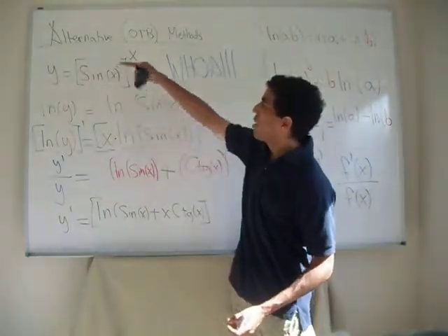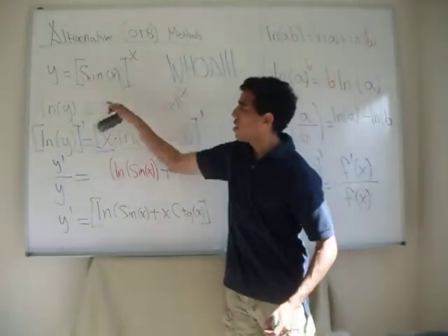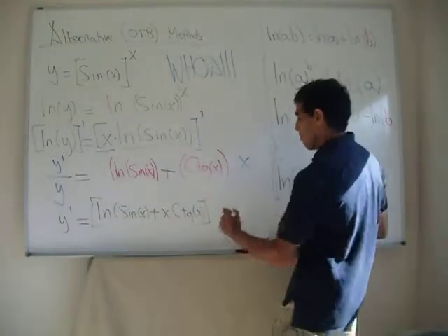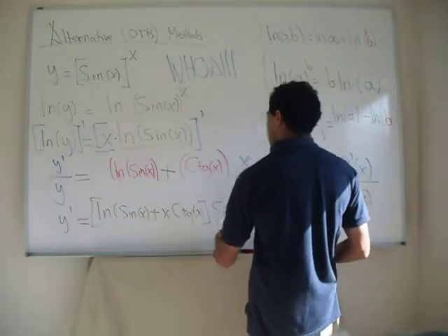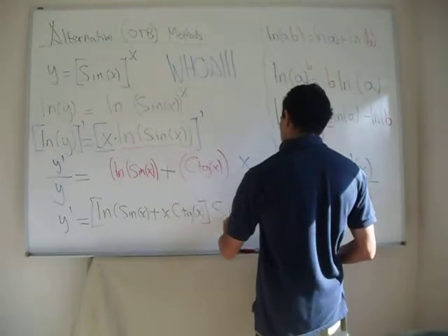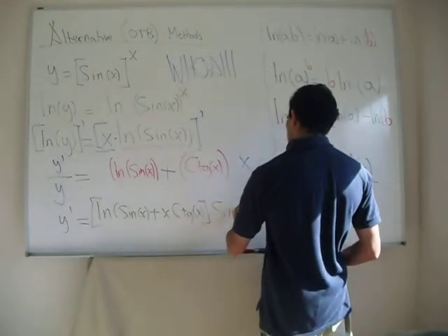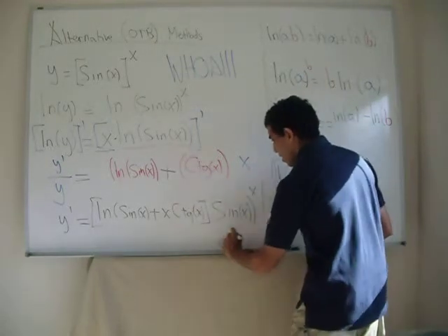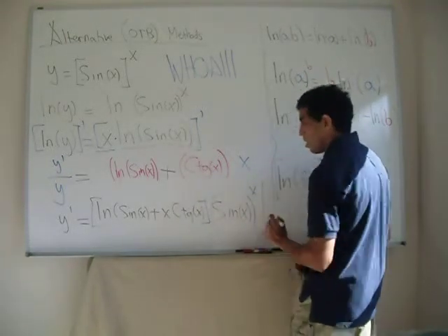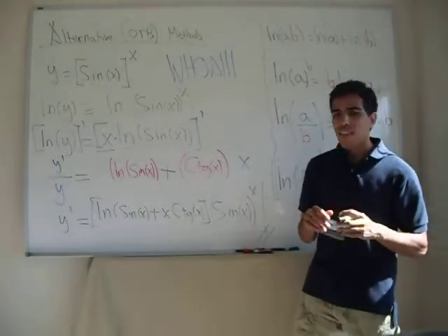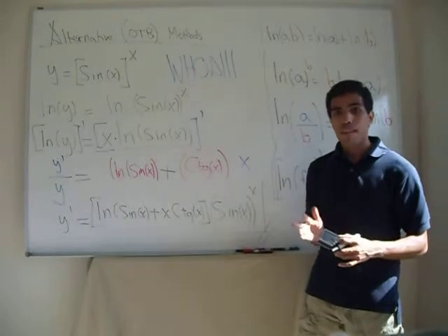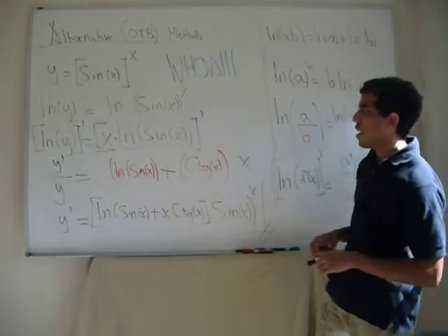This y. This y. So all of this goes right here. Sin of x power to x. And that is the solution to the problem. Quite interesting, quite fascinating. The out-of-the-box method now pays off, okay?